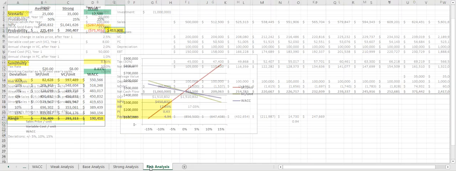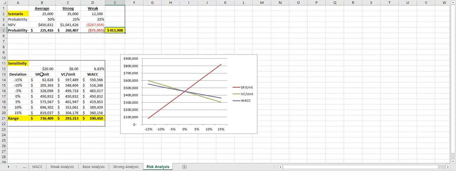Well, here's that risk analysis. And I've already done it here. Done all the work already. My selling price per unit in the original base case was $20.